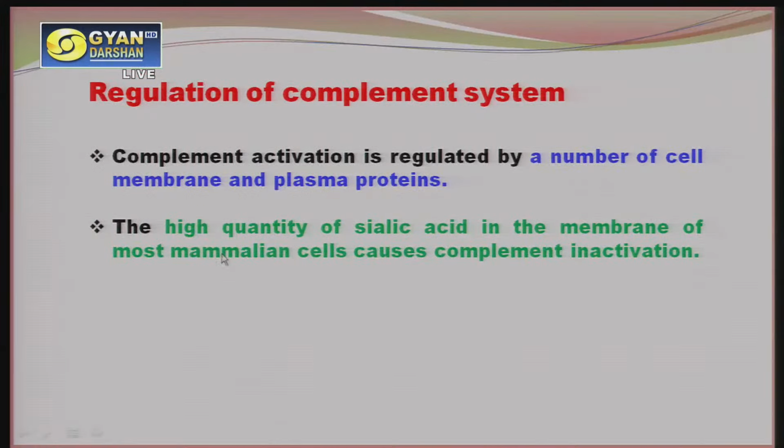And here is the regulation of the complement system. It can be regulated by a number of cell membrane and plasma proteins. A high quantity of sialic acids in the membrane of most mammalian cells causes complement inactivation. So the regulation is by two methods: one is the number of cell membrane and plasma proteins involved in regulation, and the other is the quantity of sialic acids in the membrane of most mammalian cells, which causes complement inactivation.